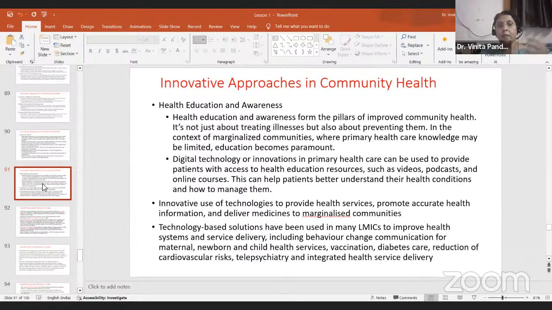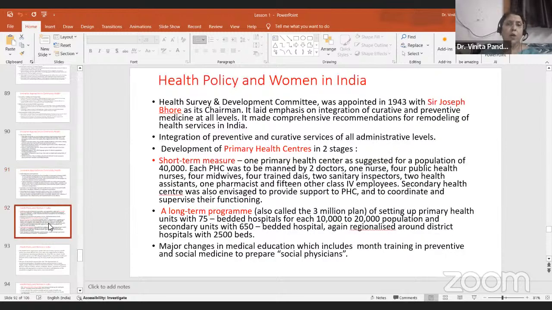And for the last 2-3 days, we have been discussing two topics which we discussed in a way interchangeably, because the videos which I was trying to show cater to both these topics: major healthcare systems in India and innovative approaches in community health. So with this, we have completed our 14 units. And now I just want to introduce you to the topic health, policy, and women.